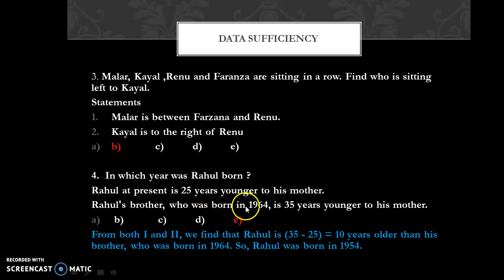So that's the answer. You will get the answer to this question from both of these statements. So both statements are needed for answering the question. So option E is the correct answer. And Rahul was born in 1954. You can do the calculation and check it out.